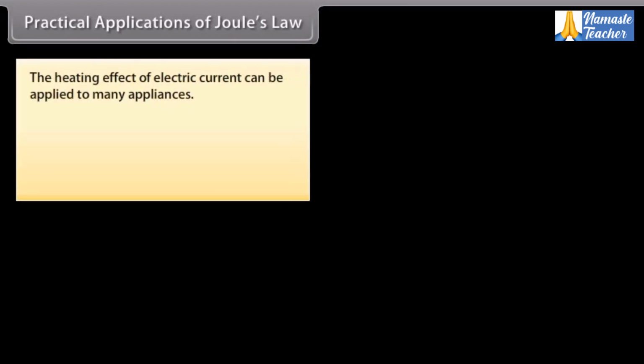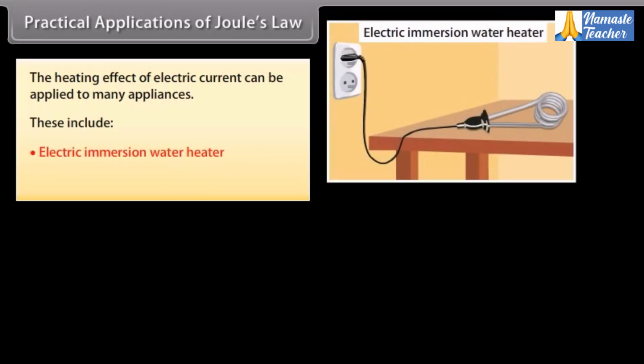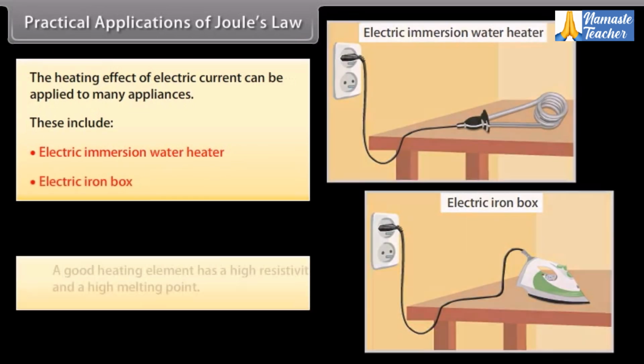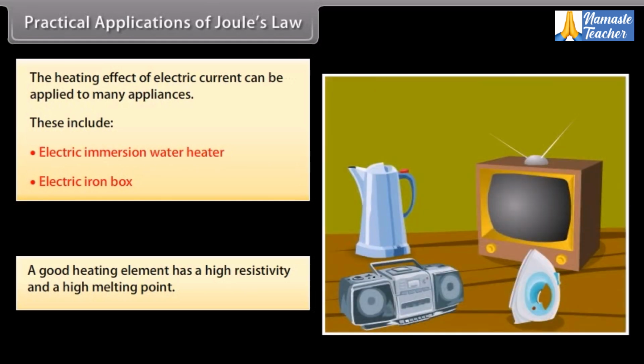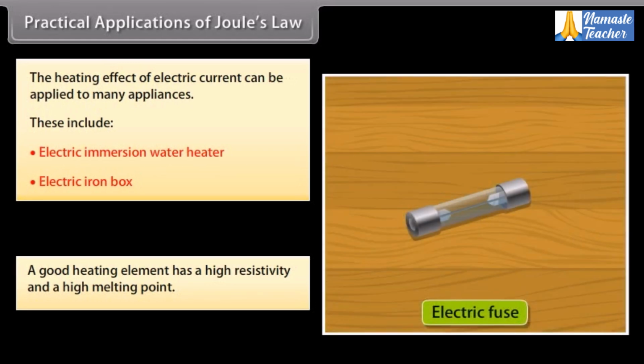Applications of Joule's law. The heating effect of electric current can be applied to many appliances. These include electric immersion water heater, electric iron box. A good heating element has a high resistivity and a high melting point. For example, an electric fuse is an example of heating effect of electric current. The rating given as 3A of an electric fuse states that the maximum current it can sustain is 3 ampere.